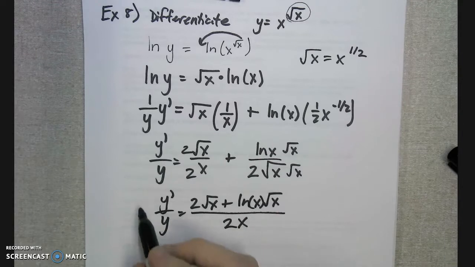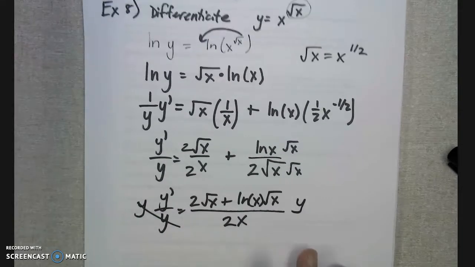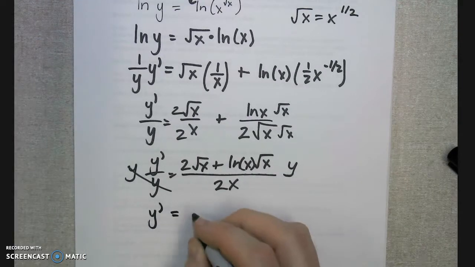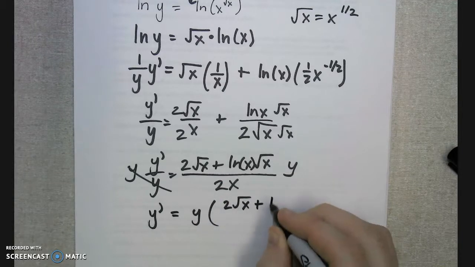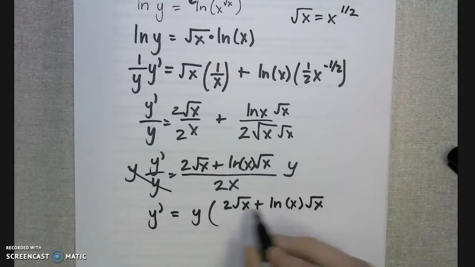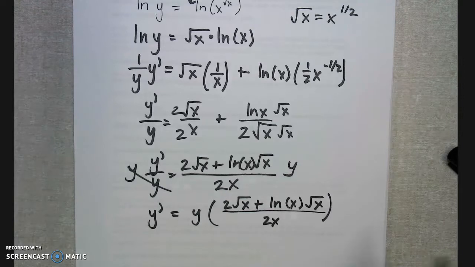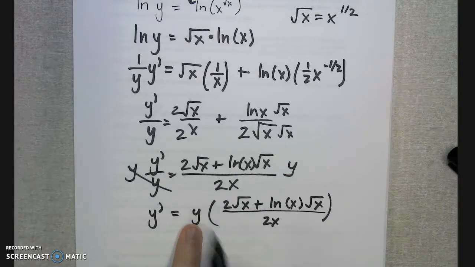And then you want to multiply both sides by y, because remember our next step is to get y prime by itself. So I've got y prime equals y times all of that. And if it's possible to get y by itself in the original function, then you want to substitute it back in at the end because you don't want to have a y in your answer.